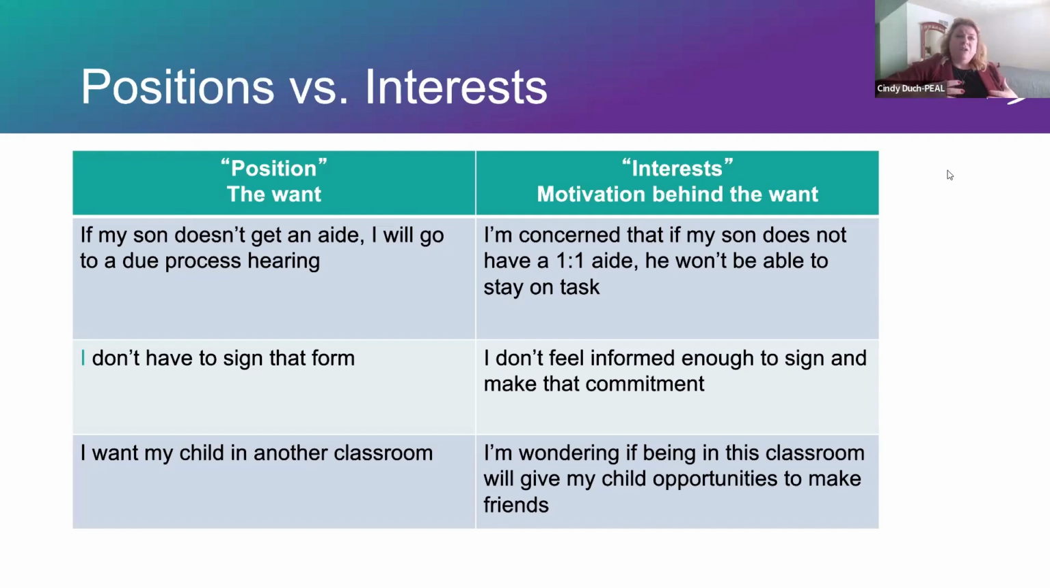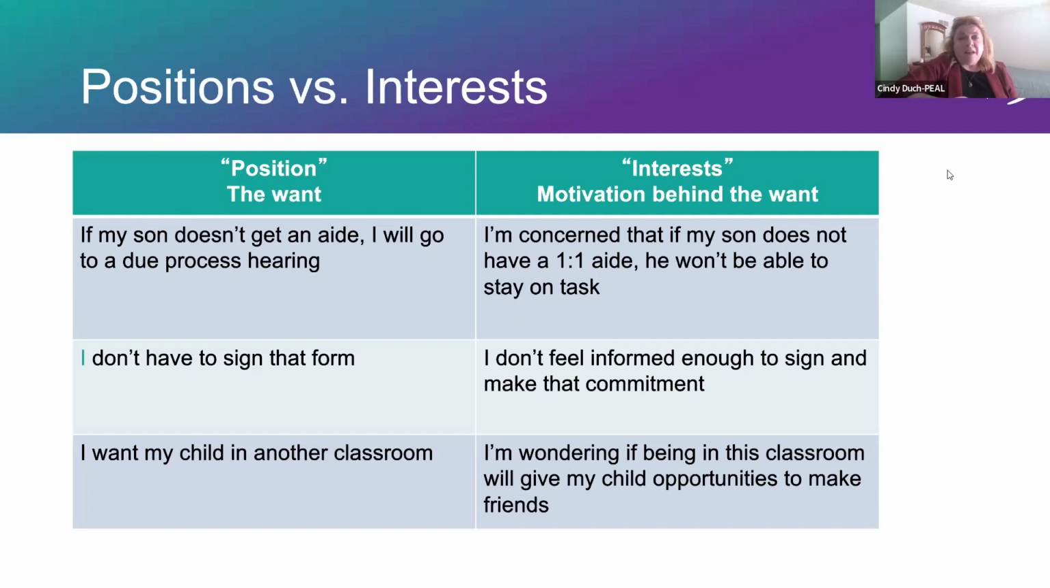But think about, as the parent, what do you really want? Why does your son need an aid? And think about that, that's the interest, the motivation behind that want. So when you think more about that interest, you think, I'm worried that if my son doesn't have the aid, he won't be able to stay on task. So that's fine. If you bring that up, that gives the team, which of course includes you as an equal partner, more opportunity for options.